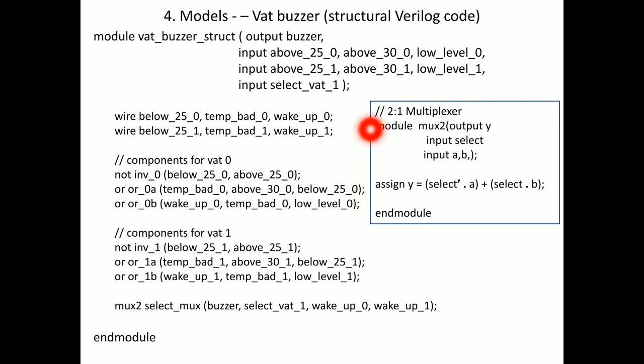Whatever warning comes is dependent on the simulator. I'm just describing the meaning. The meaning will be: we have not found the mux2 module name; we have found select_mux, which is not findable. That is a major mistake. What I did was a major mistake. There is no module for mux2, so I corrected it so the 2:1 multiplexer is named mux2.